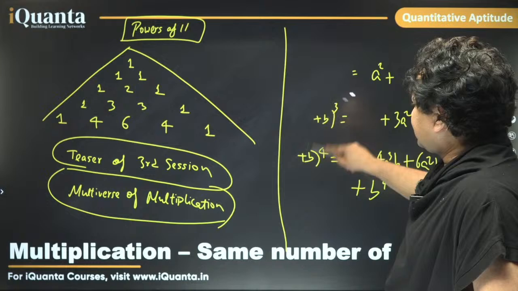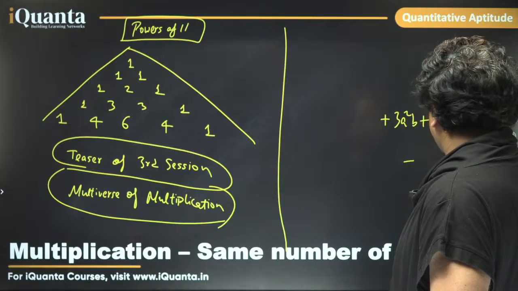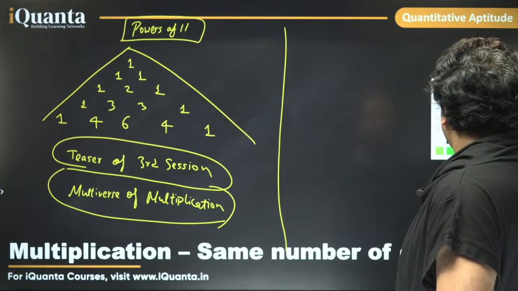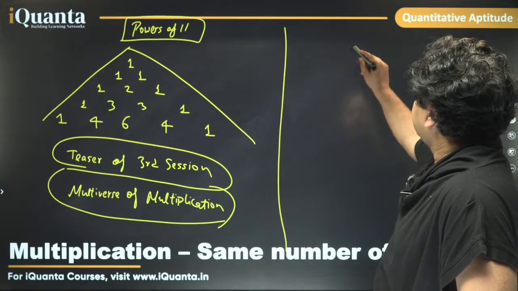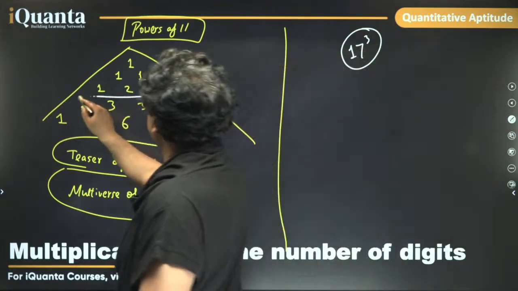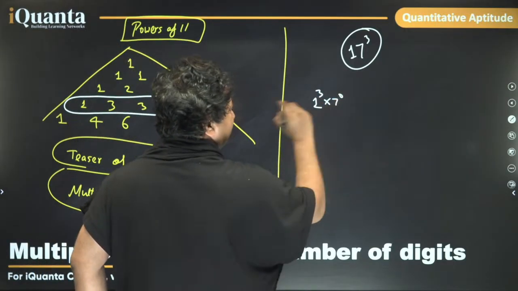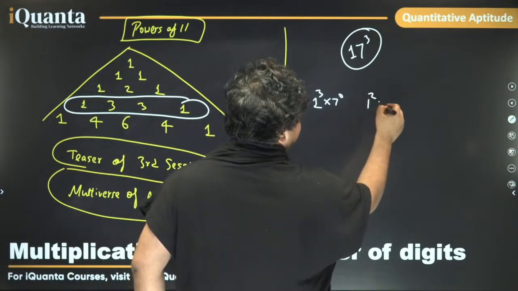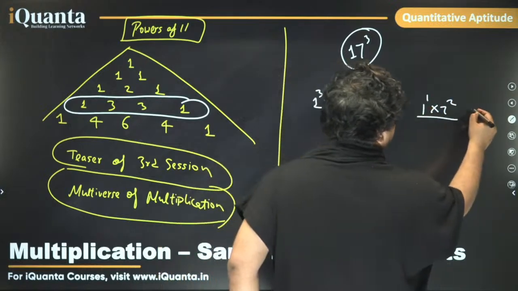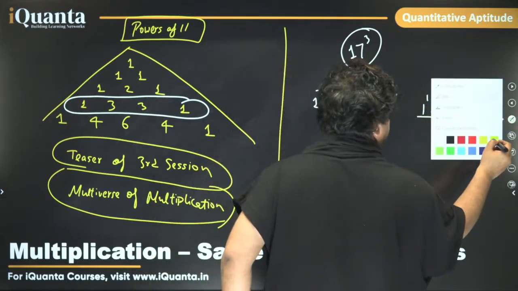By the way, let me give you one more teaser out of this. Let's say I want to calculate the cube of 17. So we have 1 cube into 7 to the power 0, 1 square into 7 to the power 1, 1 to the power 1 into 7 square, 1 to the power 0 into 7 cube. From what? The formula of (x plus y) whole cube.